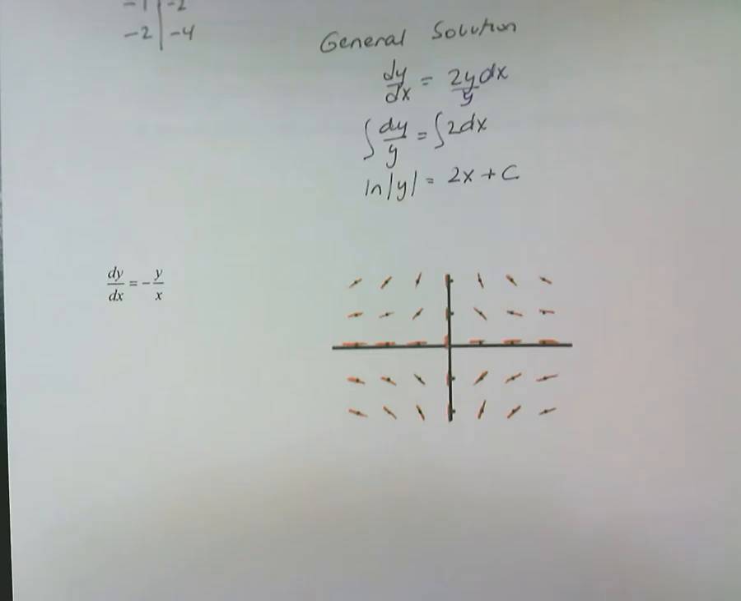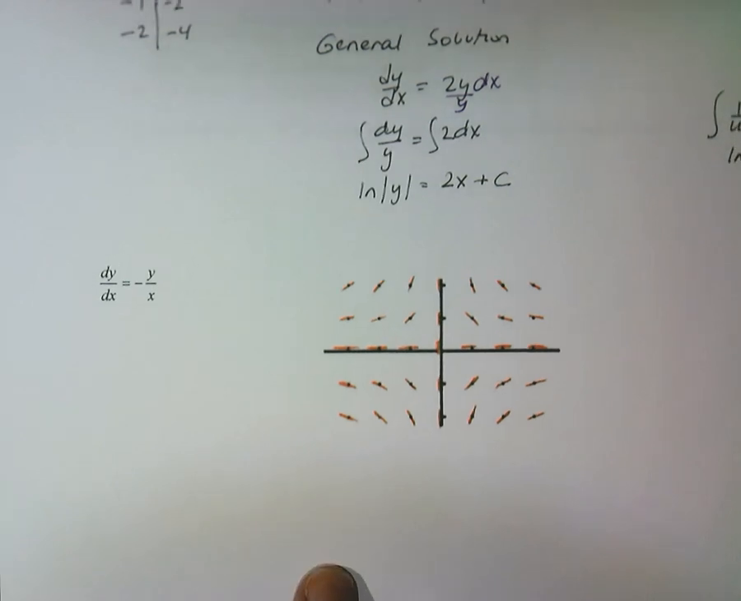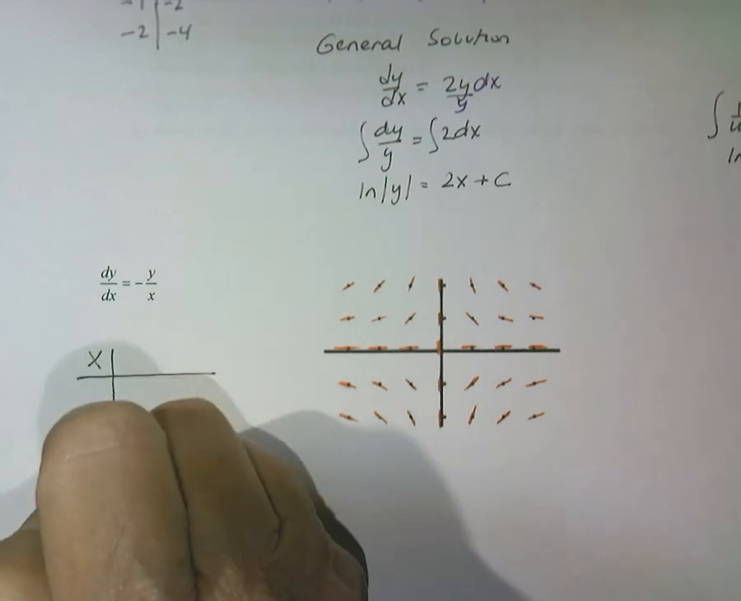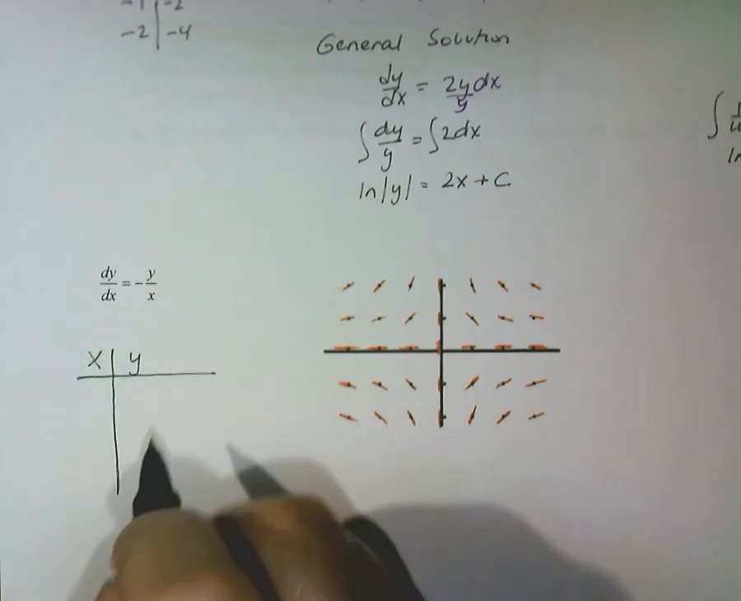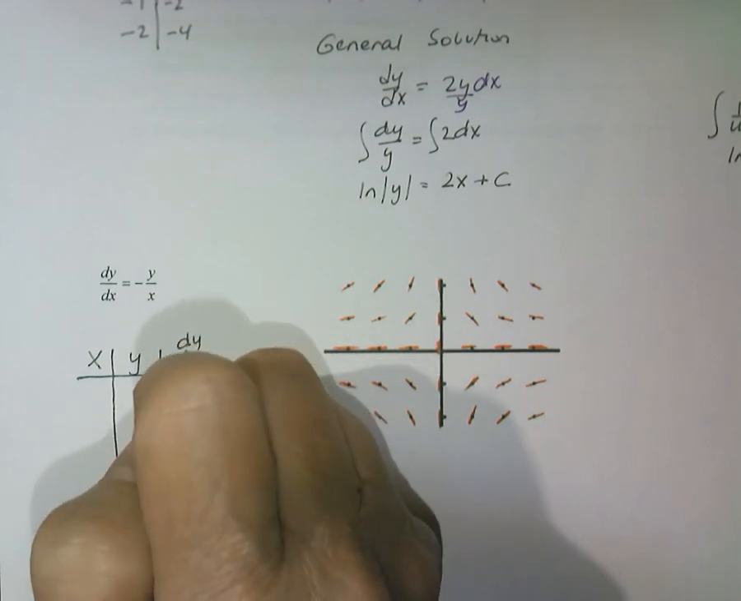So now let's go on to this slope field here. Now I like this one because it has x's and y's, and then you get to see a little bit better what's happening. So I can't really call it a t-chart now because I'm going to have 3 columns. I have x, y, and I have dy dx.